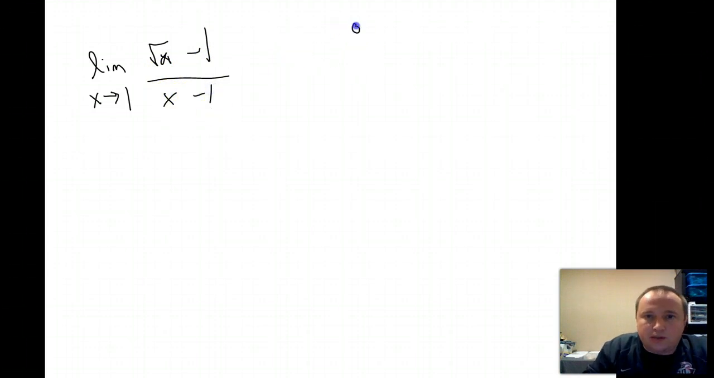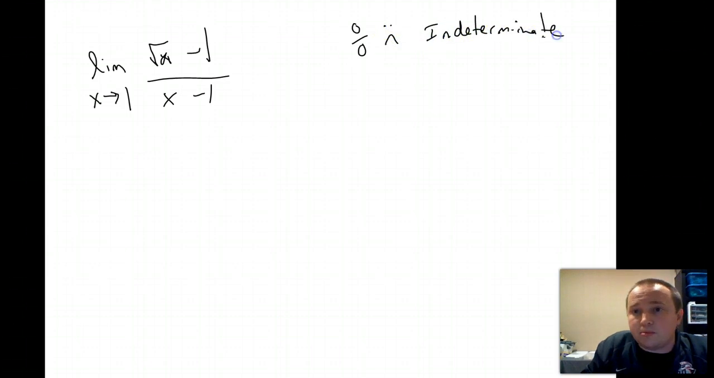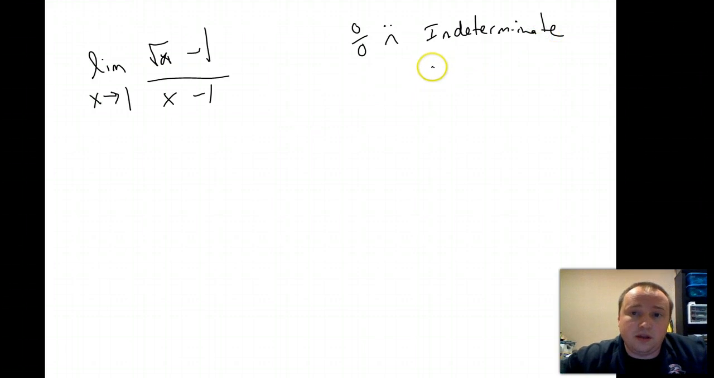If you were to evaluate it, you'd get 0 divided by 0. Oh, too bad. This is an indeterminate form. And so whenever you have an indeterminate form, you need to work with it a little bit.